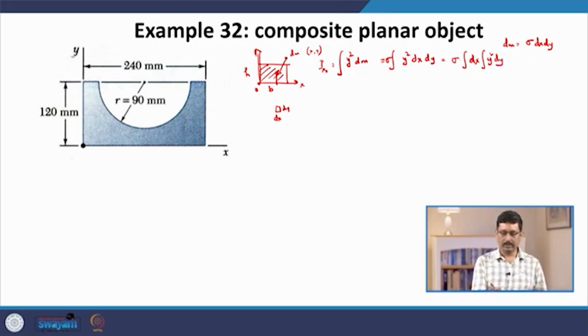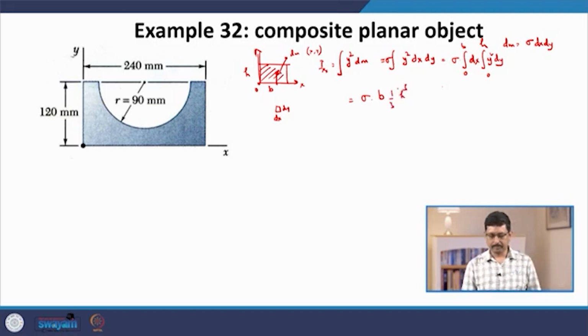Now, note that this is a rectangle, so the x and y coordinates are independent of each other. So, I can pretend that this is basically a product of two one dimensional integrals. And now I need to put in the limits: x goes from 0 to b and y goes from 0 to h. So, we have, for the rectangle.